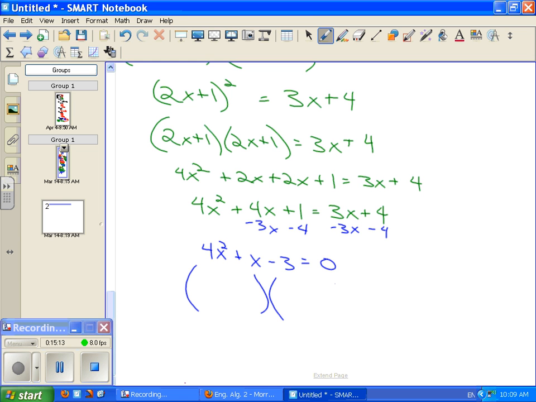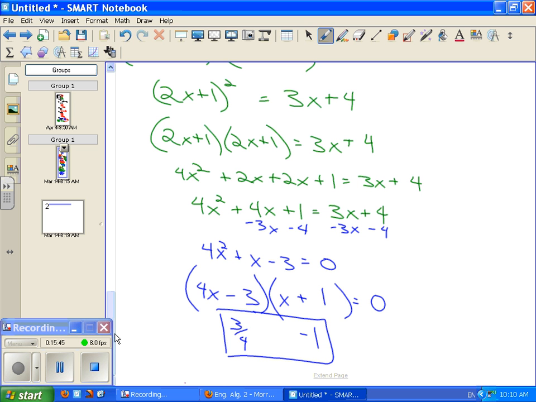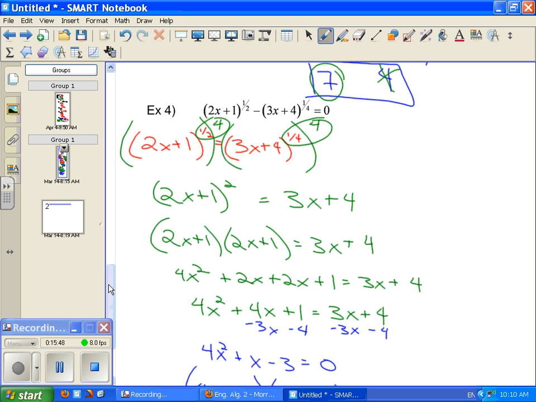Think that factors? Maybe. Yes. That would get me a 4x squared, a plus 4x minus 3x. Yeah, that works. What makes this one 0? 3/4. What makes this one 0? Negative 1. So now we're going to want to double check, make sure those will actually work in my original problem.